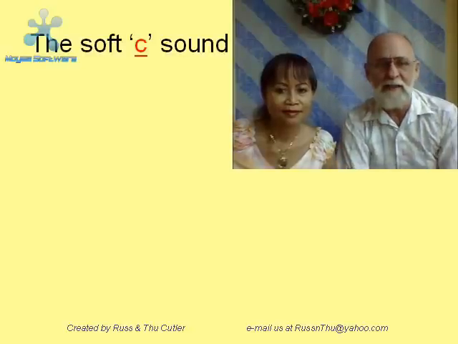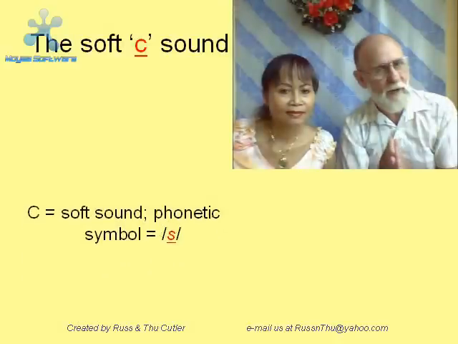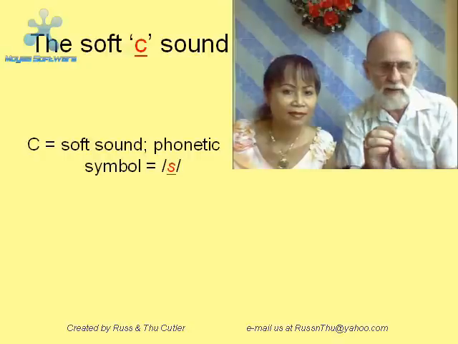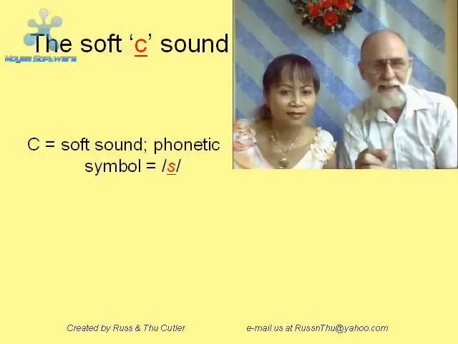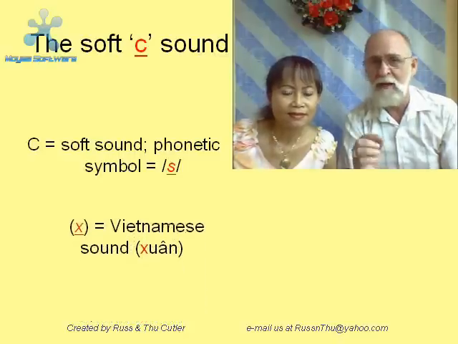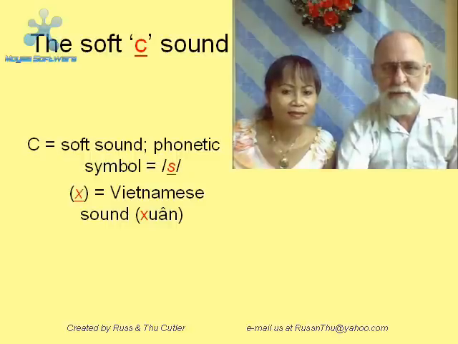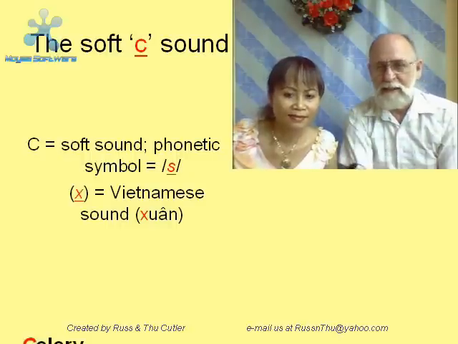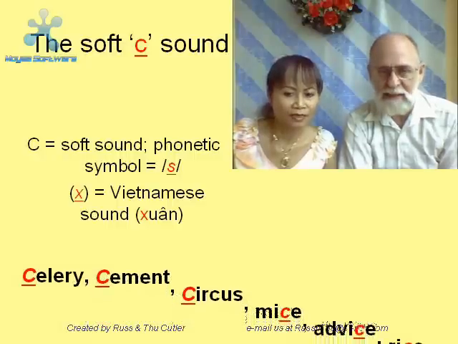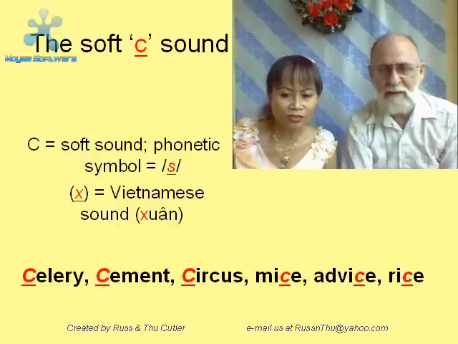Okay, now on this slide we have the soft C words. So again, you have to go back and remember the soft C rules. Rule number 2: if the vowels following the C are E, I, or Y, then that C will be pronounced like an S. So we'll show you these words. Celery. Cement. Circus.